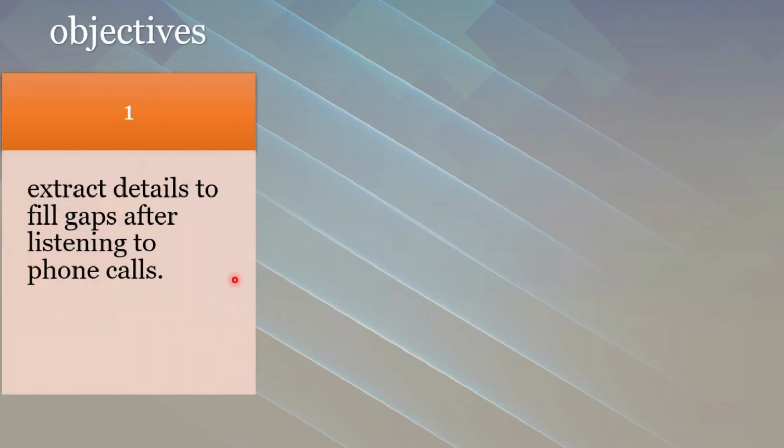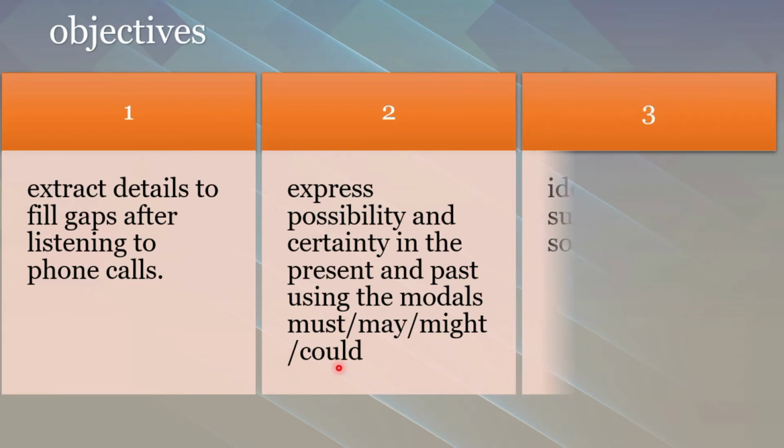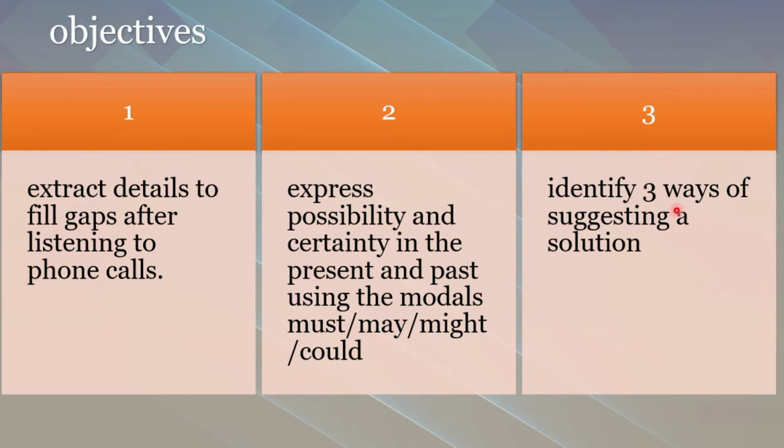Number 1, extract details to fill gaps after listening to phone calls. Number 2, express possibility and certainty in the present and the past using the modals must, may, might, and could. And the last objective is to identify 3 ways of suggesting a solution.